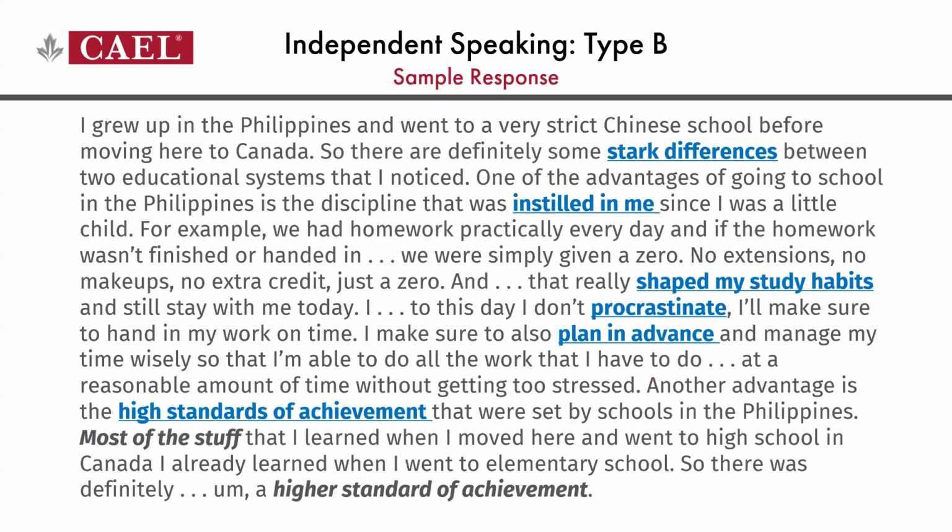Her vocabulary word choice, though, just like we saw earlier, is still quite strong. So these are the blue words you see on screen, like stark differences and instilled in me, procrastinate, etc. So she's demonstrating that formal register we like to see in an academic setting, and the words make sense for the topic. That's really important.